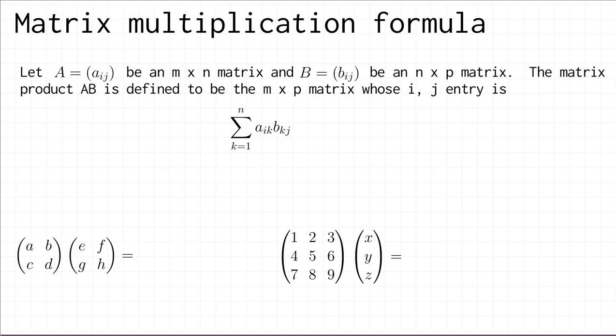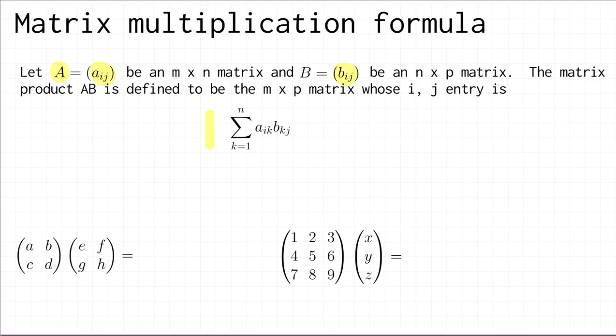We take an m by n matrix A, and I'm going to write that by saying that its ij entry is lowercase a subscript ij, and we'll take an n by p matrix B, whose ij entry is bij. In that case, the matrix product A times B is defined to be the m by p matrix whose ij entry is given by this formula.